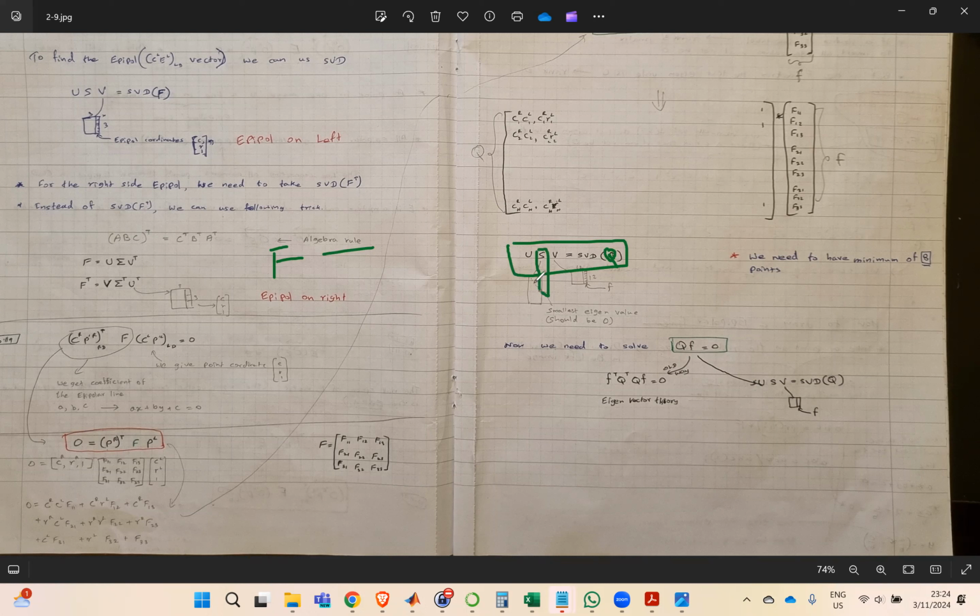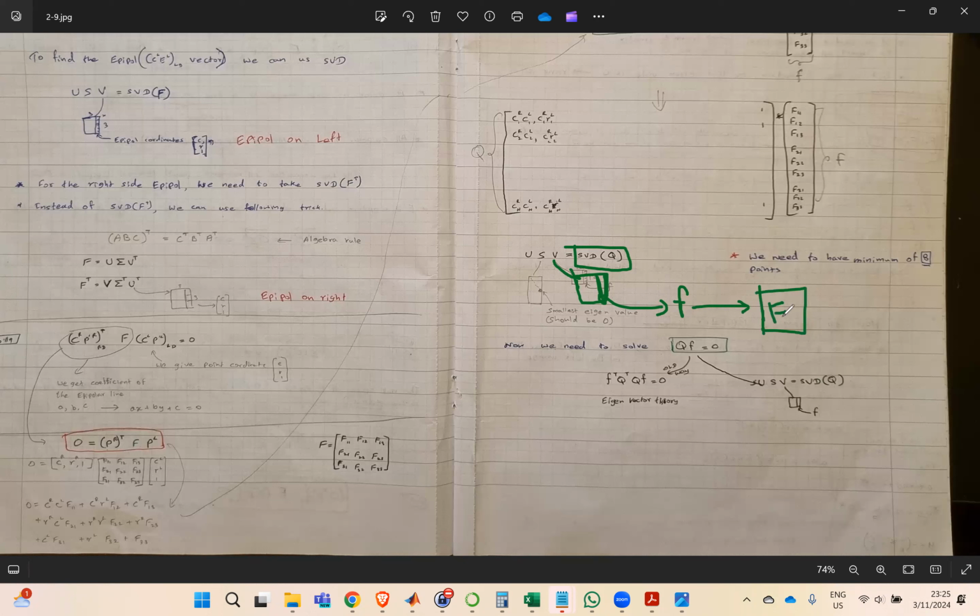So we take the SVD of Q, and the last column, that is the F vector. Is it clear? We take the SVD of Q and we get a V. V is a 9 by 9 matrix, and the last column of V is our small f. And we already know how to construct this into the F matrix. We just need to rearrange the values. Yesterday we did it.